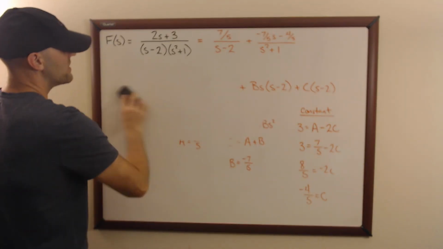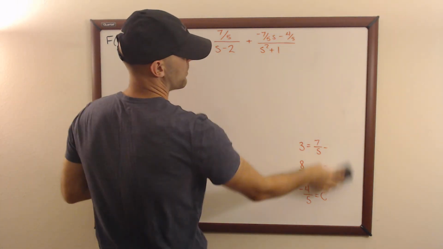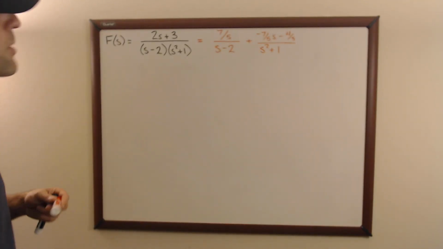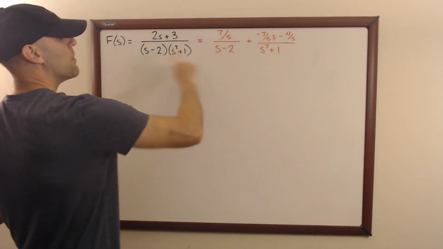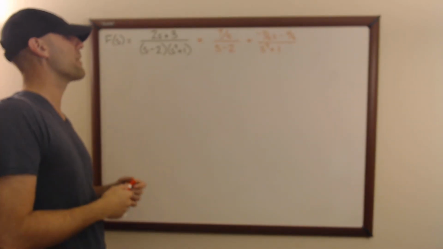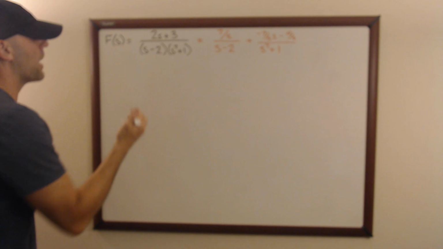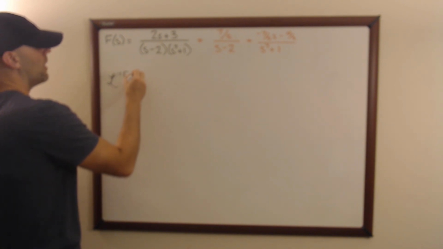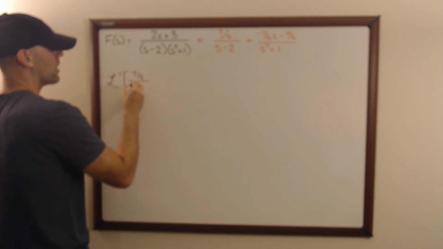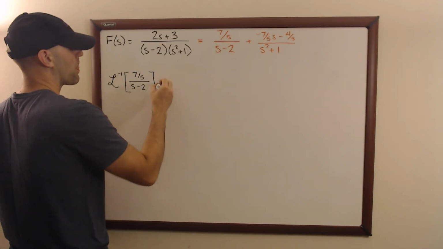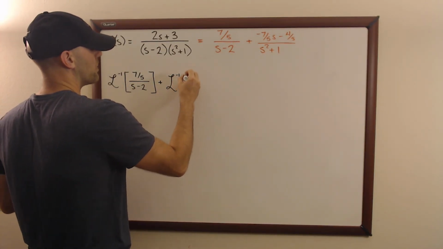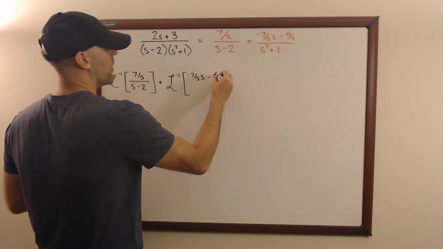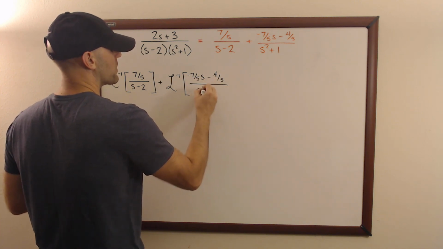All right, so instead of doing the inverse Laplace transform on this thing, which I don't really know how to do, I'm going to do the inverse Laplace transform on this version, because I know that my Laplace transform is additive and it's scalar invariant, right? It's a linear transformation. So let's see if I can do that. Okay, so let's take the inverse Laplace transform of 7/5 over s minus 2 plus the inverse Laplace transform of negative 7/5 s minus 4/5 all over s squared plus 1.